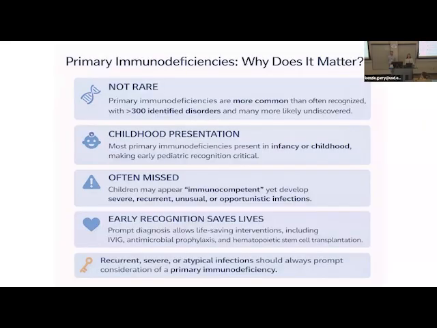So why does it matter? Primary immunodeficiencies are more common, and there's around 300 different identified disorders, and more will likely continue to be discovered. And they are often missed. They present in infancy or childhood, which makes pediatric recognition super critical, but it's also important to recognize a B cell deficiency where they're making antibodies. They might not present until around 6 months after, because they're still using the maternal antibodies. And like I said, early recognition signs save lives. So having that high index of suspicion, if there's something weird going on, it's maybe worth looking into if they have a defect in their immune system.